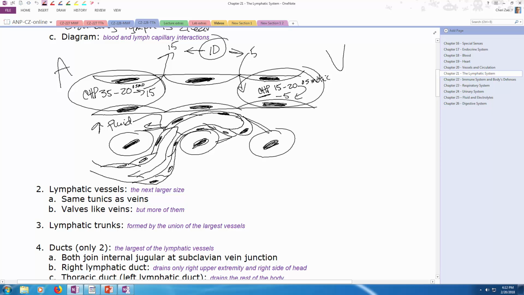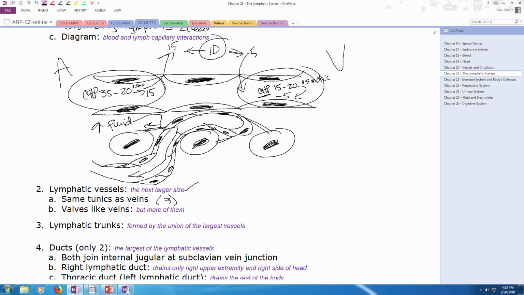Let's take a look at the organization of the lymphatic vessels. Okay, lymphatic capillaries first, the smallest. Then the next larger size are called literally lymphatic vessels. They indeed have the same tunics as veins. And how many do veins have? 3, so they still have the 3. And they have valves like veins. Now the venules don't have valves, but the veins have valves.